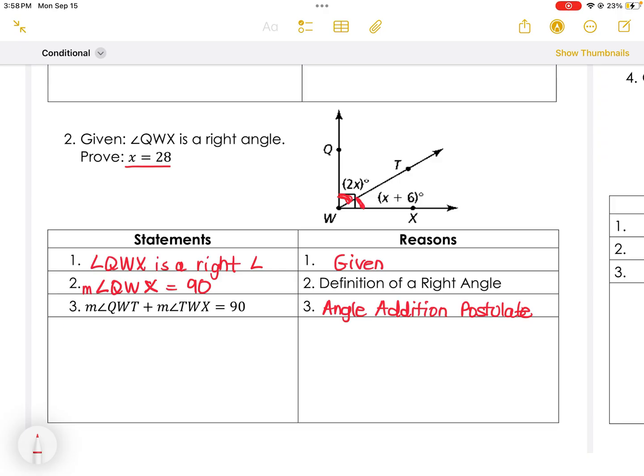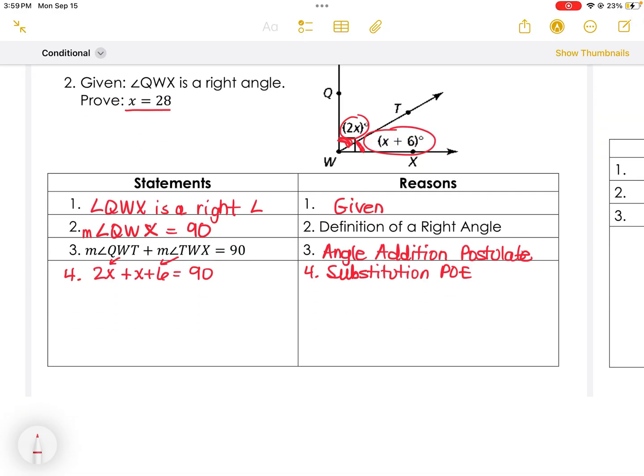Then we would substitute. So, substitution property, go ahead and write it. You would take the QWT is 2x. I'm going to put 2x in its place, substitution. And the TWX is x plus 6. Substitute that in. And that equals 90. So I plug those in. The rest is just going to be solving.